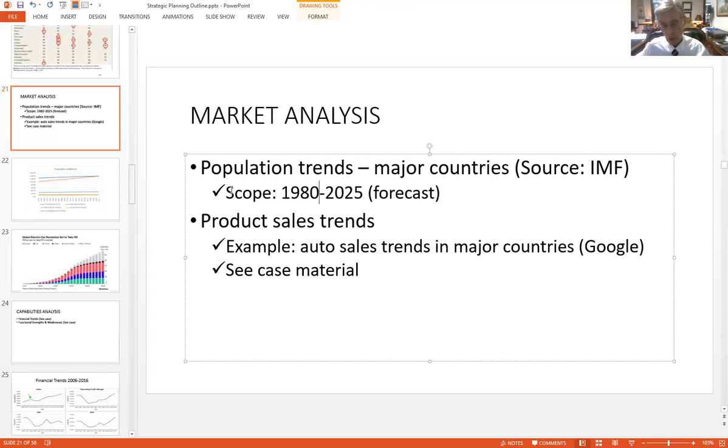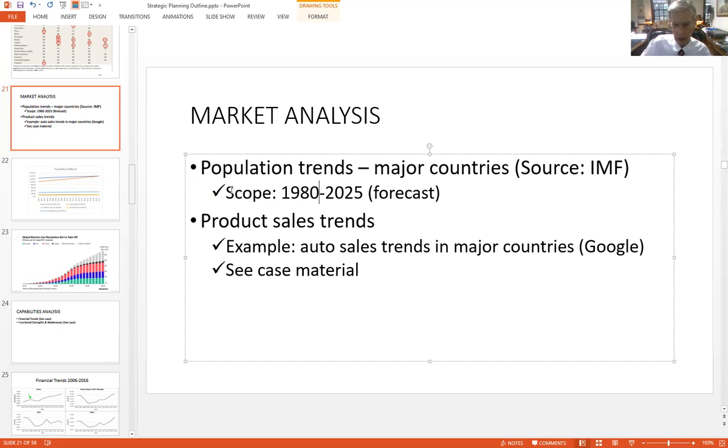For instance, in Japan, seniors are a much larger proportion of the population even than in the United States. It has the largest portion of senior citizens of any major country. That can really influence a firm's marketing strategy. Another thing we obviously want to do is take a look at the sales trends of products that are made by the company we're studying.